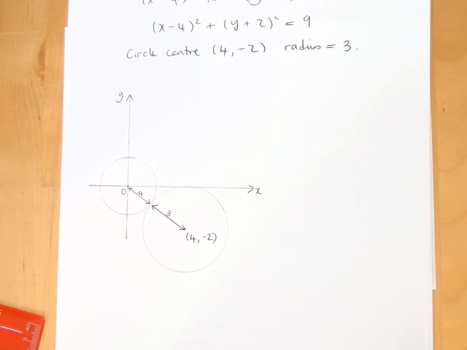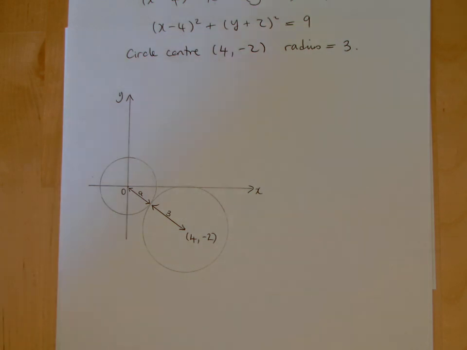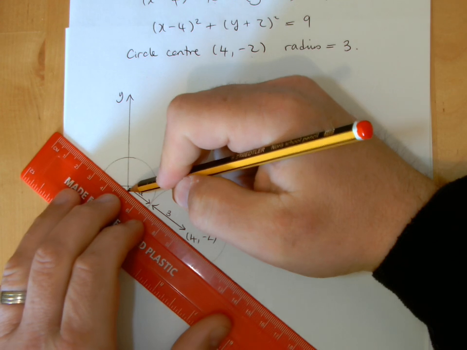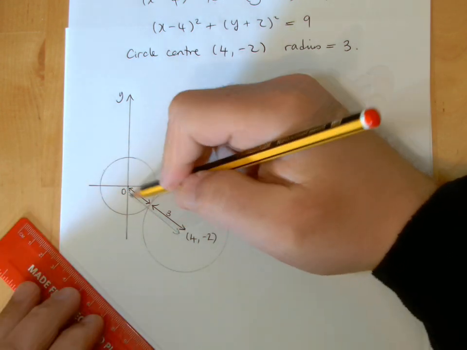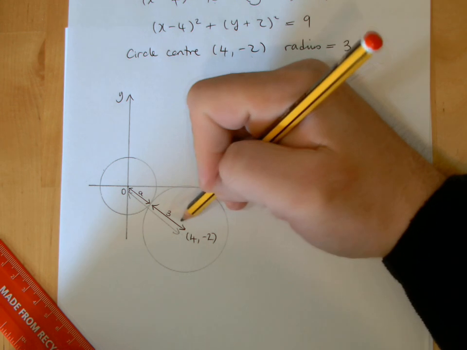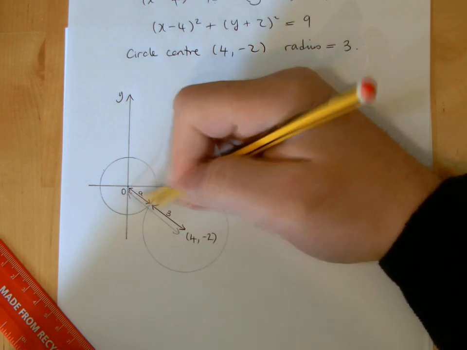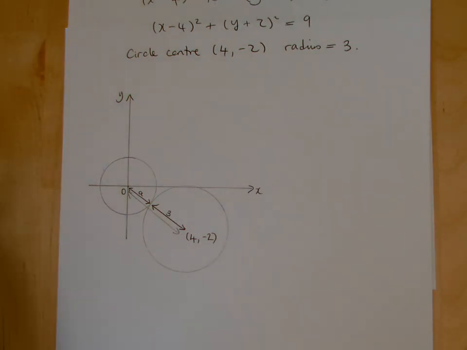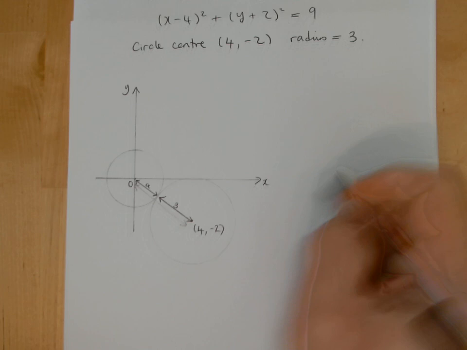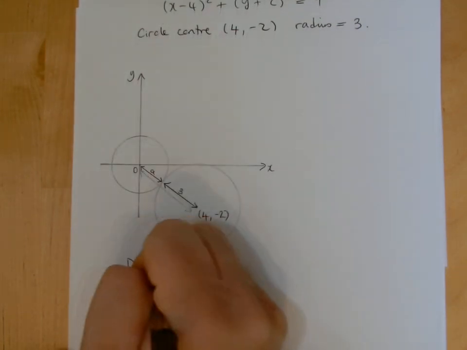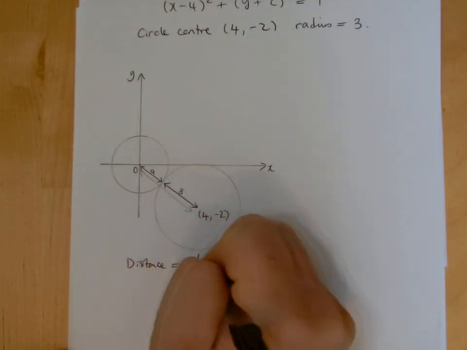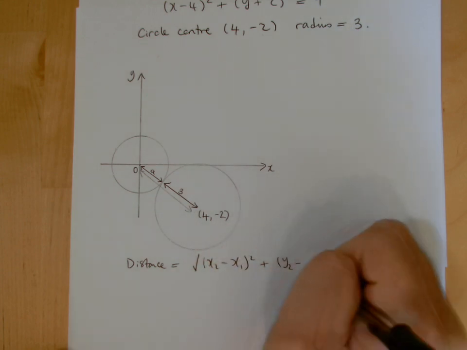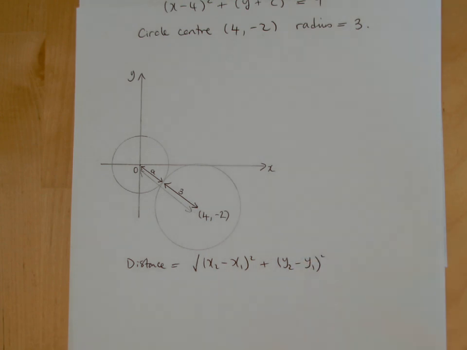the distance from the centre of my circle here to the origin, I know the radius of this is 3, so then I can just take it away from that distance to get my a. And of course, to get that distance is really easy, because you just use Pythagoras' theorem. So distance will equal the square root of x2 minus x1 all squared plus y2 minus y1 all squared.